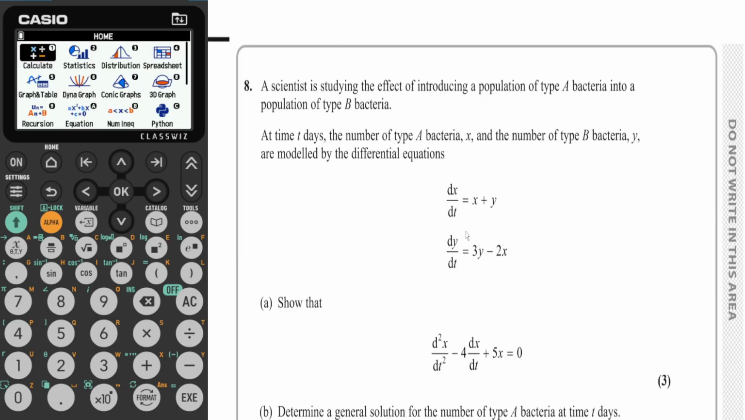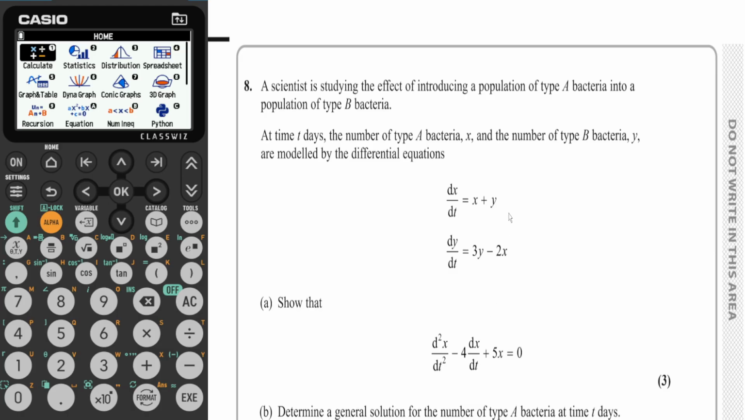Question number 8. A scientist is studying the effect of introducing a population of type A bacteria into a population of type B bacteria. At time t days, the number of type A bacteria x and the number of type B bacteria y are modelled by the differential equations dx over dt equals x plus y, dy over dt equals 3y subtract 2x. Part A, show that d squared x over dt squared subtract 4 dx over dt plus 5x equals 0.